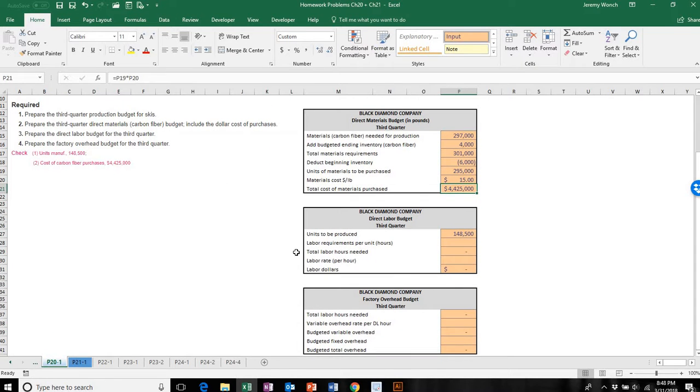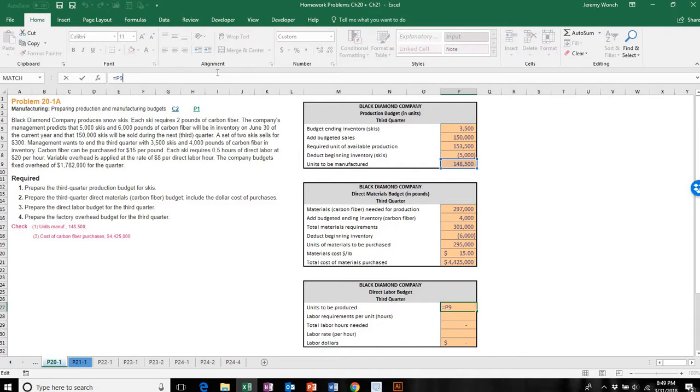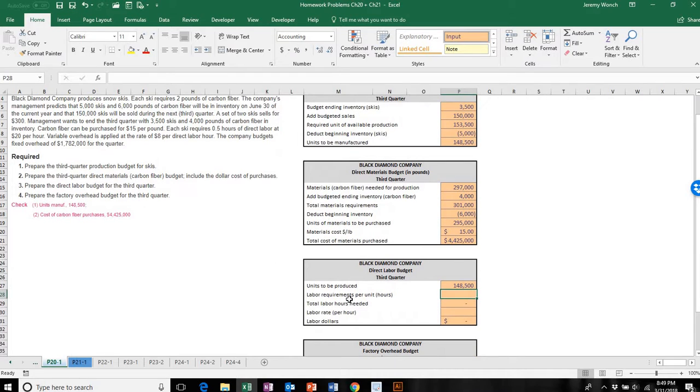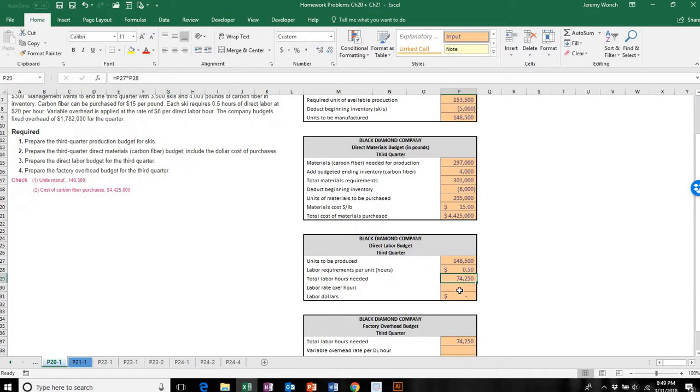The next one is the direct labor budget. We want to start with the units that we're going to produce, 148,500, times how many hours it takes to produce each, which is a half hour each. That means we're going to need 74,250 hours, and then it tells us that we have an average wage of $20 an hour, so we're going to have a direct labor budget of $1,485,000.